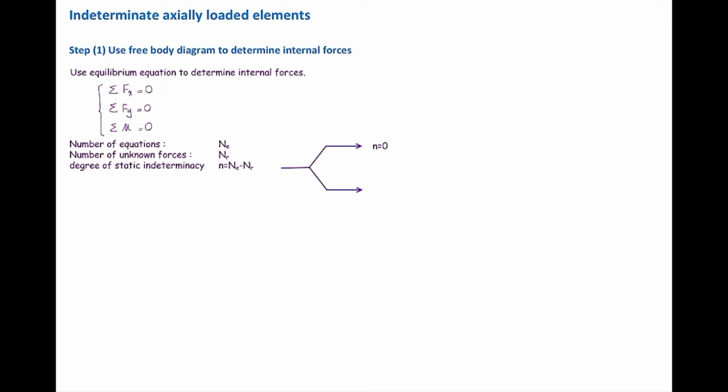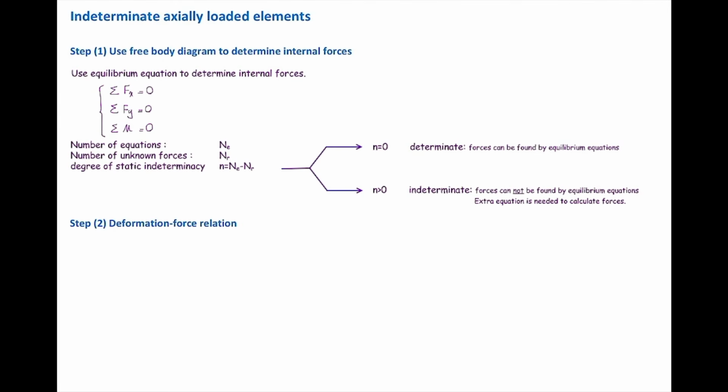So if n equal to 0, the problem is determinate. If n is larger than 0, that means the problem is indeterminate. The second step would be finding the deformations in terms of force, and for that we use delta is FL over EA. Alright, the third step would be the compatibility of the deformation, which is the main part of solving these types of problems. There are three different categories.